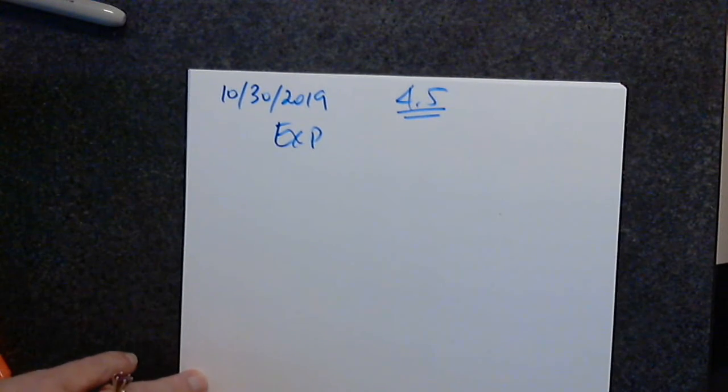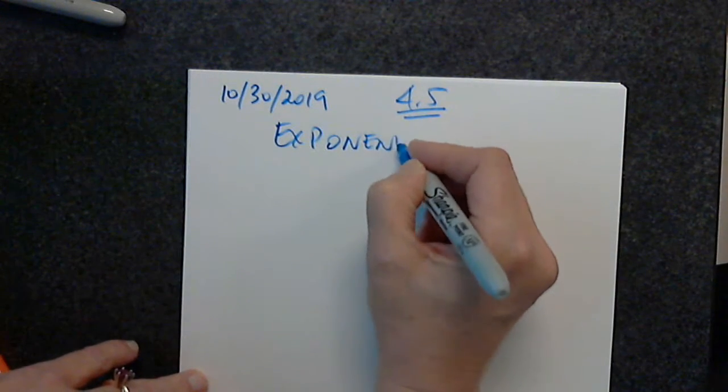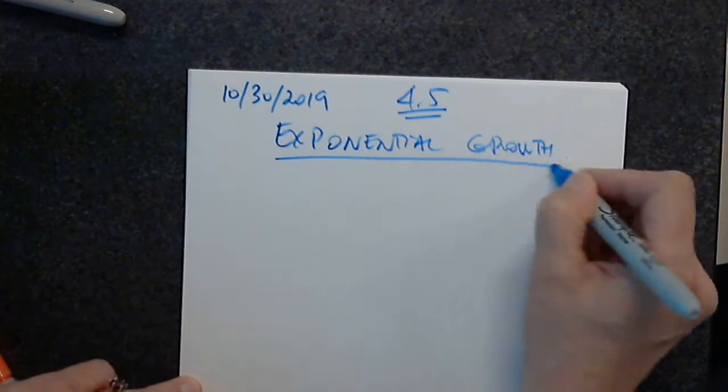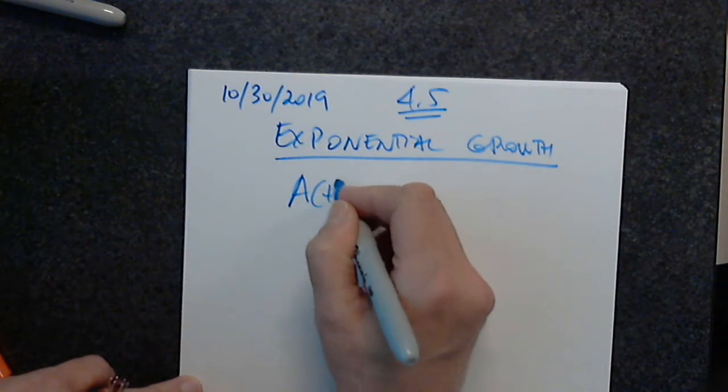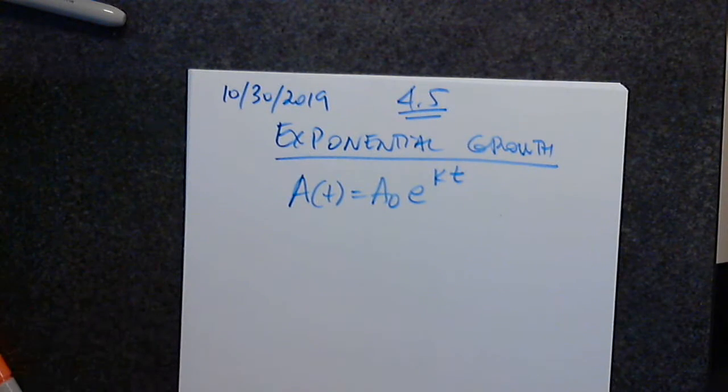This is still 4.5. We have not finished 4.5. We have these two models to work on. Exponential growth. The model is A of t equals A0 e to kt. I will explain each and every piece.